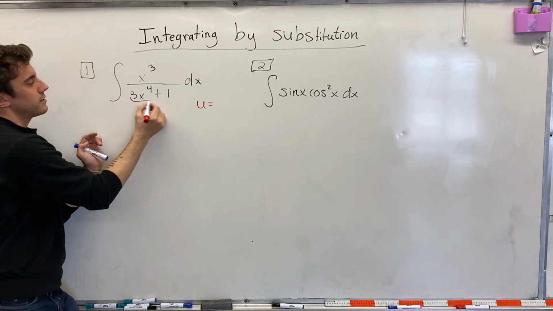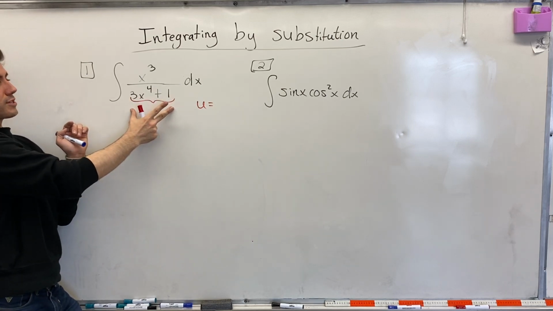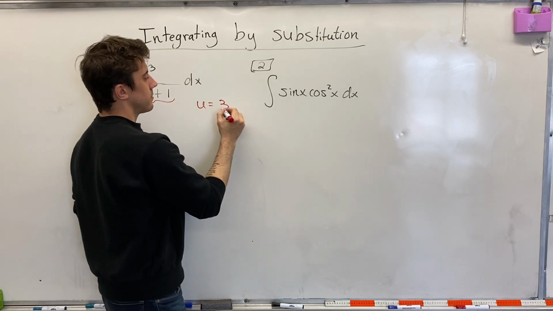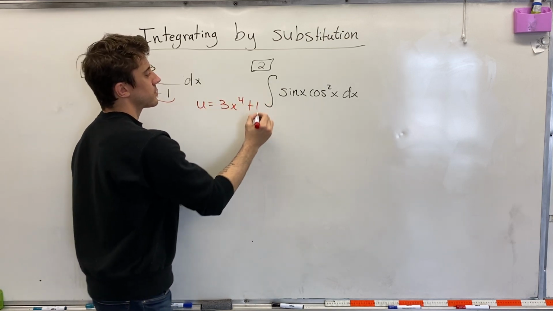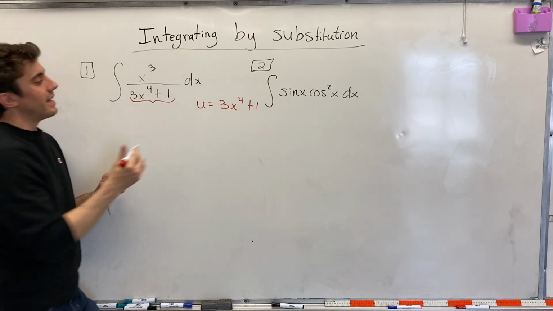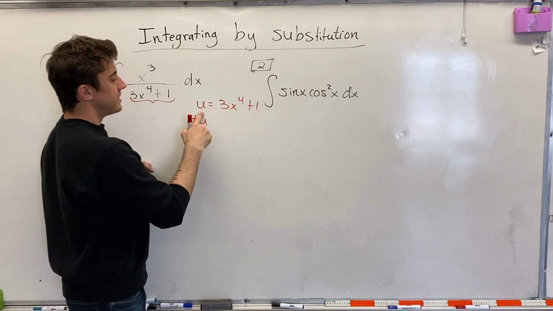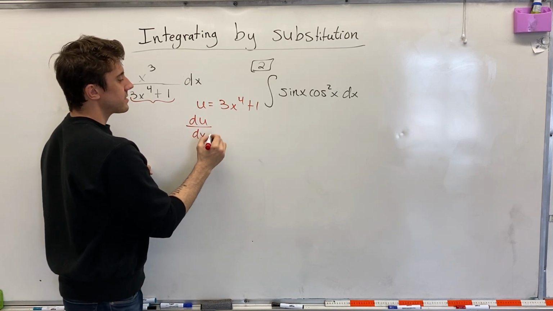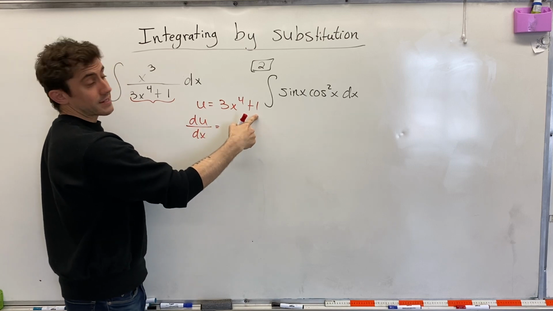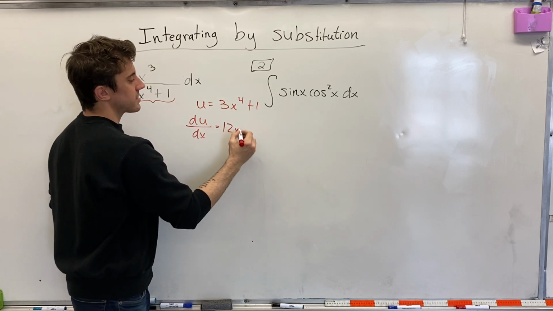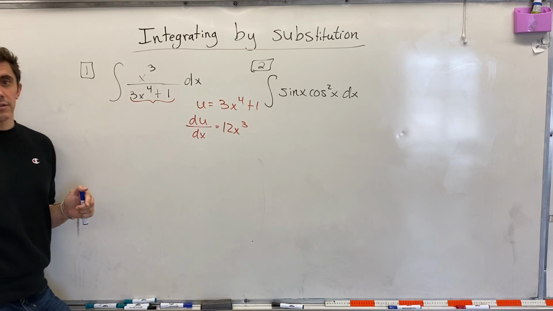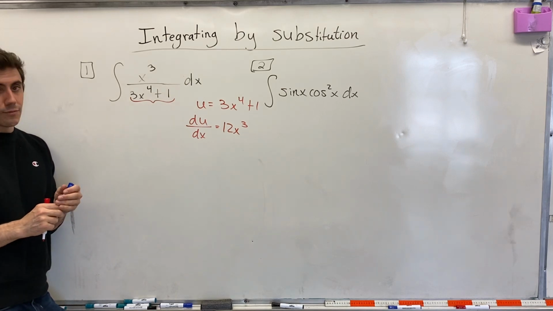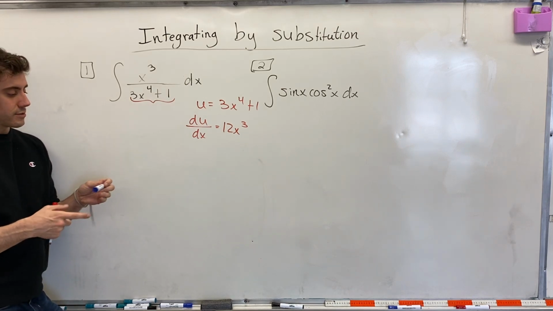If we choose the entire denominator, u is 3x to the 4 plus 1. What we'll get is, if we differentiate, du with respect to dx, the derivative of this with respect to x is simply 12x cubed, using the power rule that we learned a while ago, hopefully. We get du/dx is equal to 12x cubed.